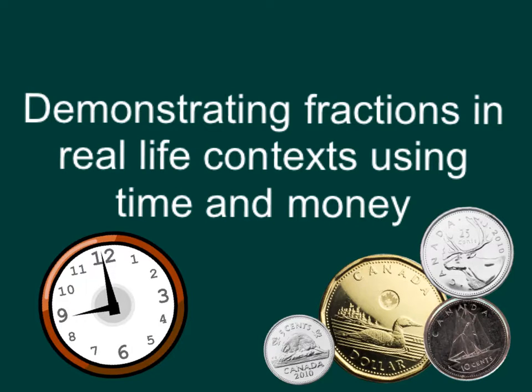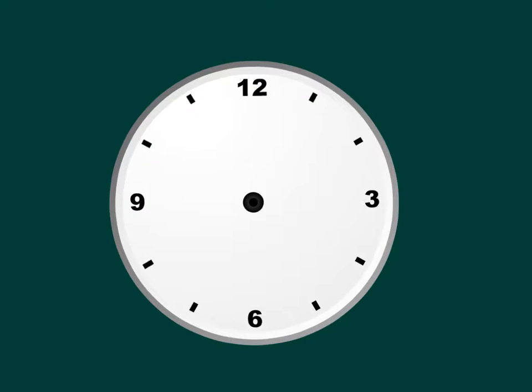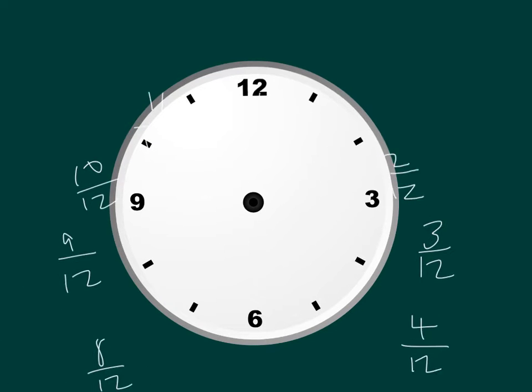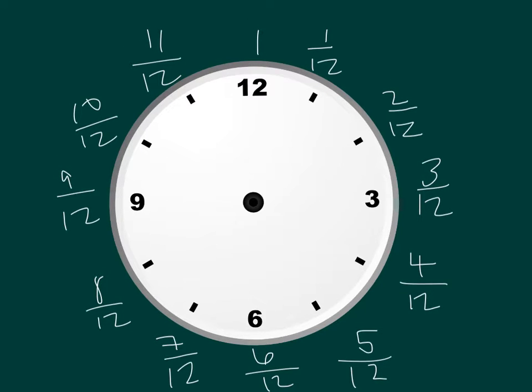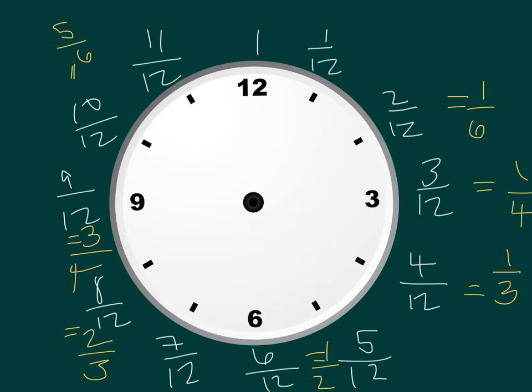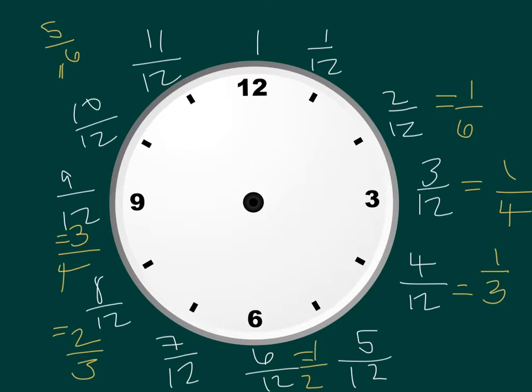Finally, we will be demonstrating fractions in real-life context by using time and money. So, you're probably wondering how a clock can fit into fractions. But, as we can see, a clock can be divided up into 12 equal parts, 1 for each hour. Now, as you can see from some of these fractions, they are not simplified. So, if we simplify them, we are left with this.